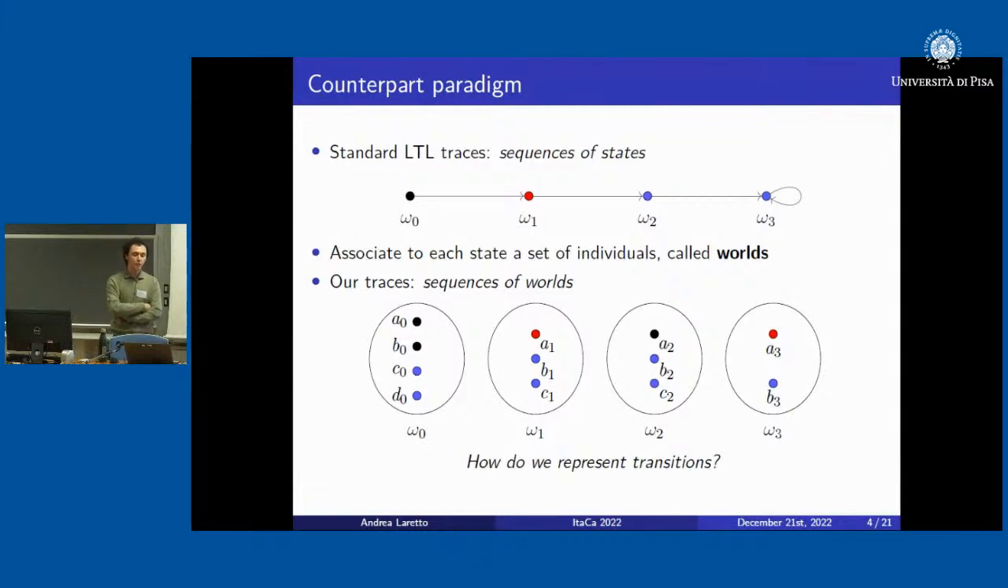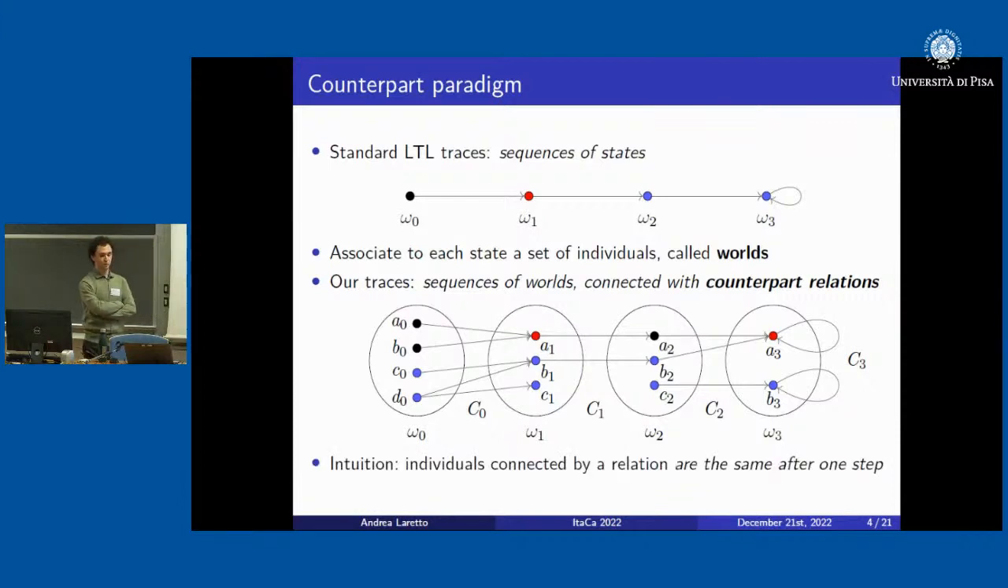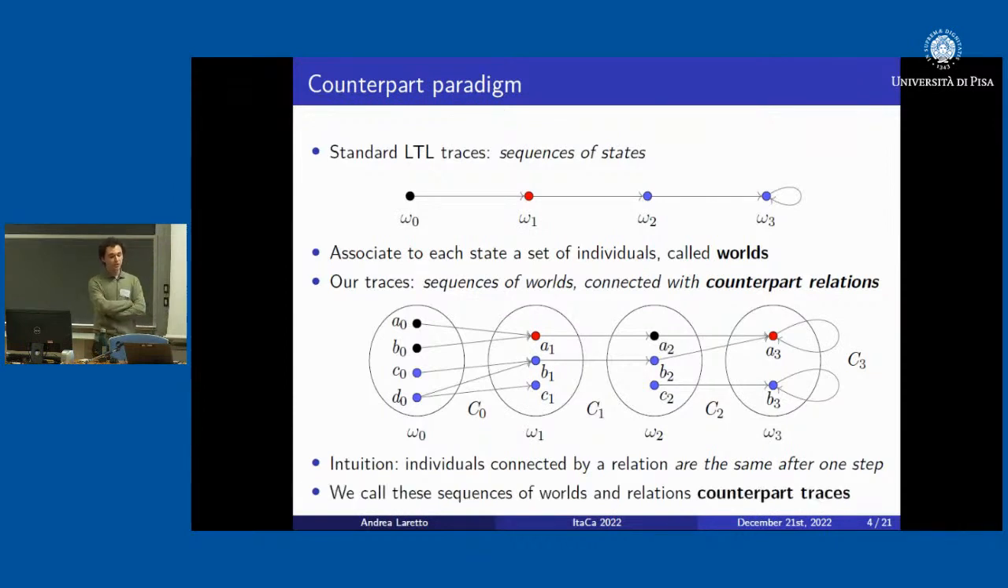Now the question becomes, how do we represent transitions between worlds? The idea is to use counterpart relations, right? Counterpart relations are relations in the usual mathematical sense of a subset of the Cartesian product of the two worlds. The intuition is that two elements, from a world to the next one, are connected when intuitively they are the same individual after one temporal evolution, after one step. And we call these sequences of worlds and relations connecting them counterpart traces.